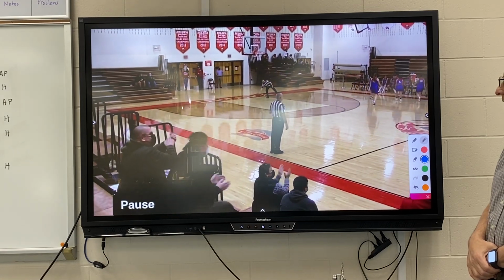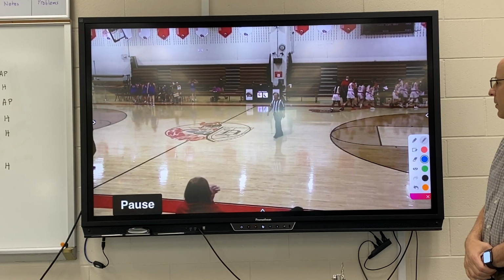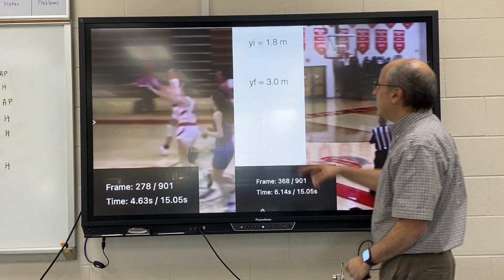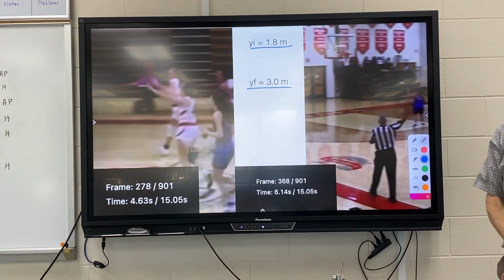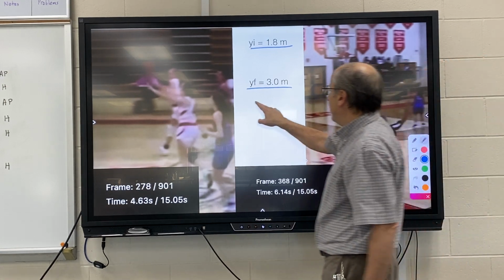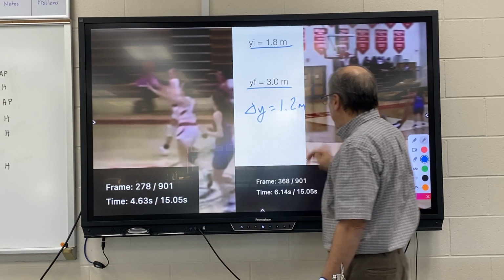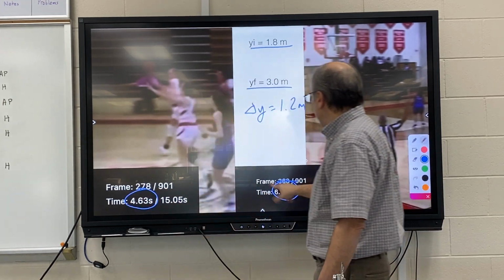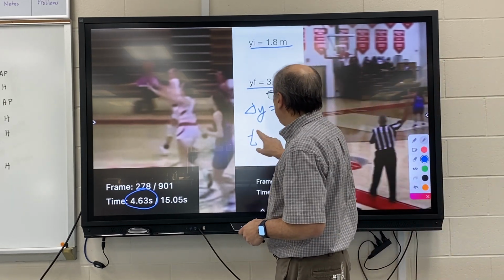And we want to figure out the speed with which she threw the ball. Okay, so we bring it into video analysis. It left her hand at 1.8, it reached the basket at 3. You subtract them to get your delta. It's higher at the end, so your delta is going to be positive. We have the time that it left her hand, the time that it reached the basket, you subtract them, and you put them in for your time.